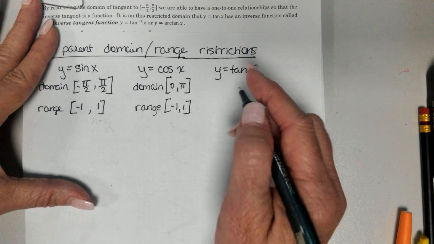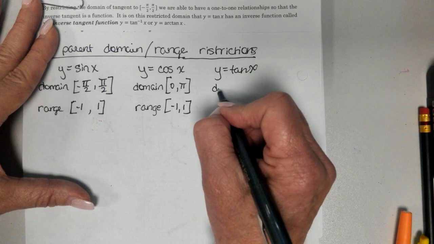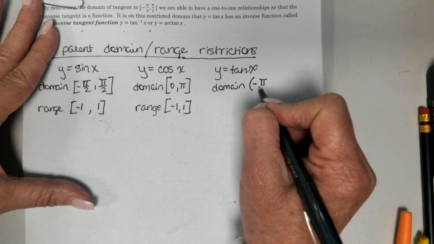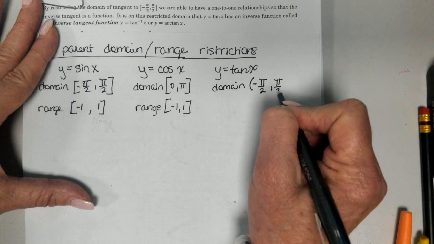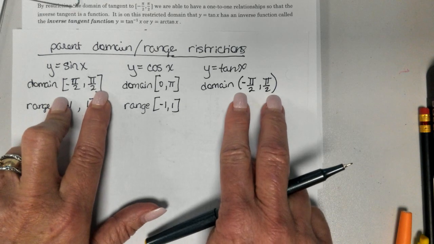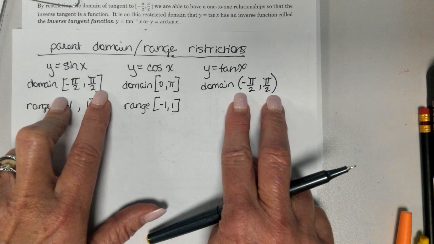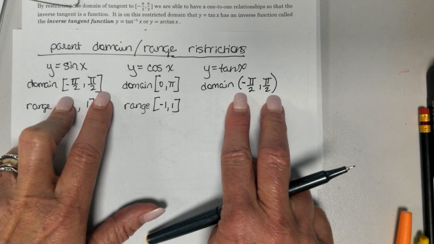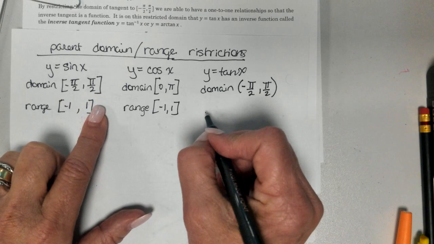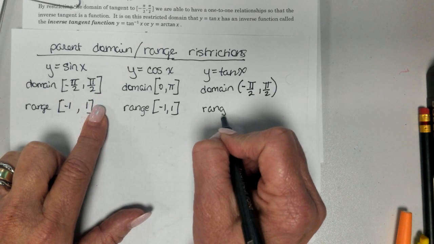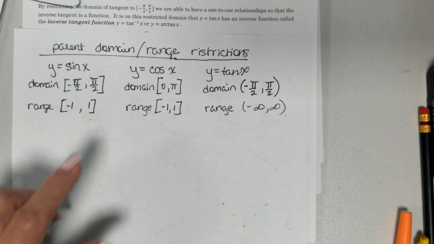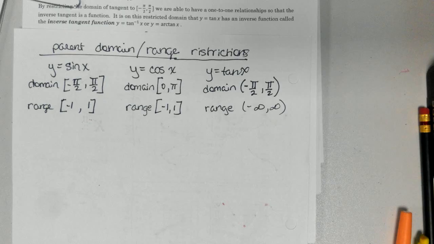Now my tangent domain, I restricted between negative pi over 2 and positive pi over 2, just like sine. But notice the difference. Why do I have parentheses around tangent? Because of the asymptotes. Exactly right. And then my range, what was my range? Yeah, negative infinity to positive infinity. Okay, so those are my restrictions.